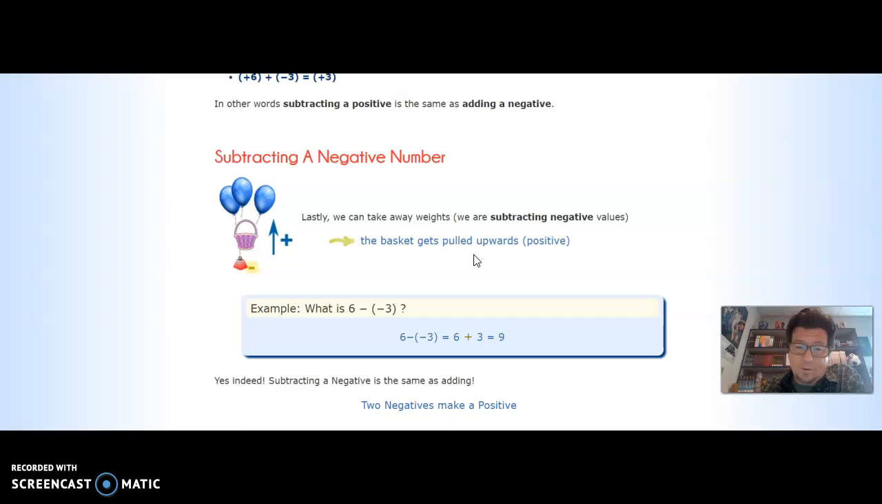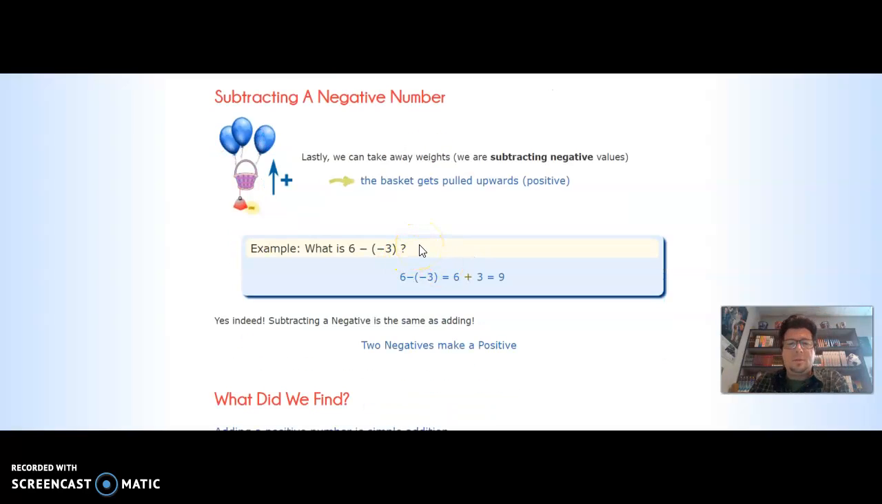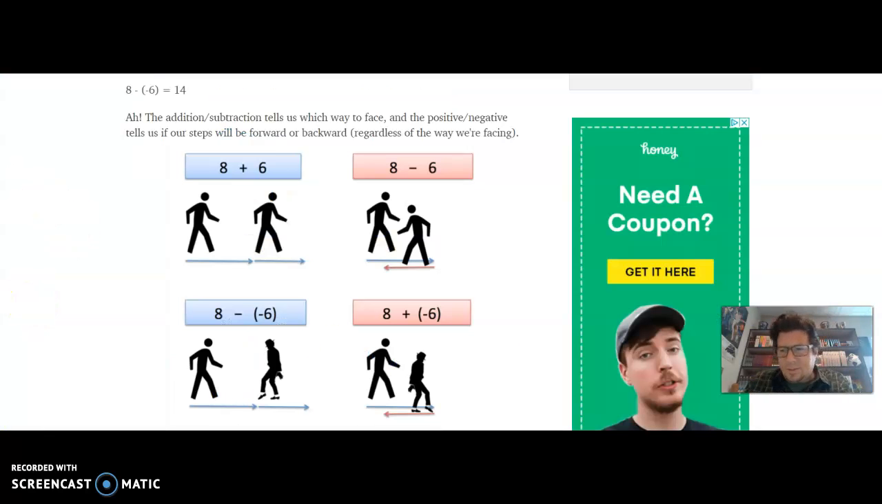Now, subtracting a negative number. This might be a little confusing, so let's look at it for a second. The concept of subtracting a negative is a little complicated, so I wanted to make sure we had a good visual to go on, so you know exactly what we're thinking about when we're subtracting a negative and how that works out to adding. Let's think about it: 8 plus 6, these are both positives, so both of these guys are walking in the same direction. See that? They're both facing the same direction, and they're walking in the same direction.